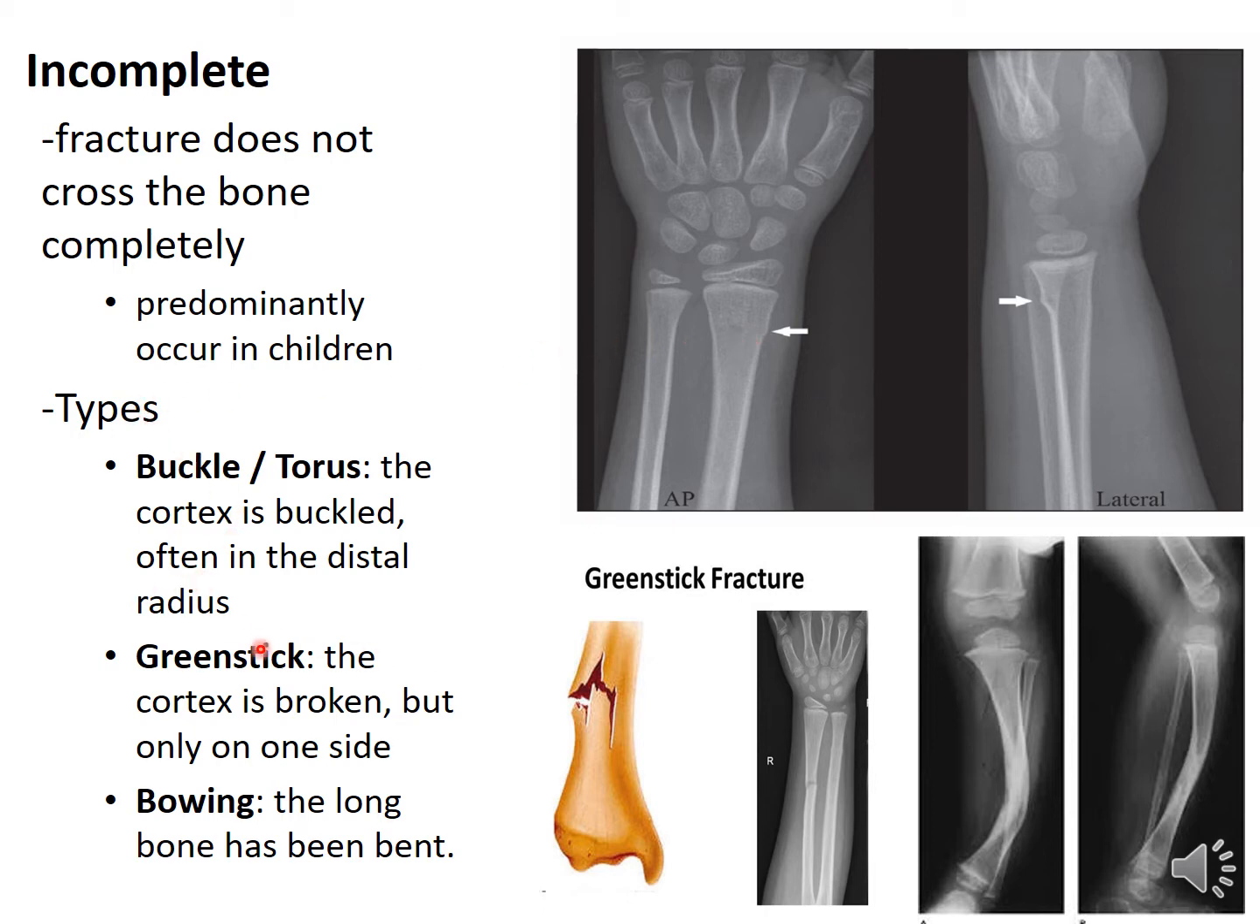Next is the greenstick fracture. In a greenstick fracture the cortex is broken but only on one side. So here we have seen the radius where there is a fracture on only one side. Last is the bowing. Bowing means the bending of the bone, where the long bone has been bent. So here we can see the bowing of the bone.